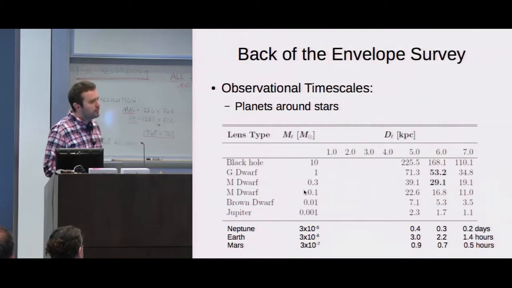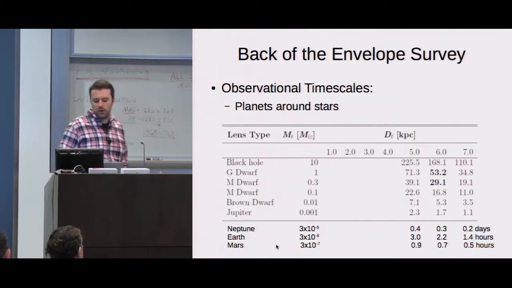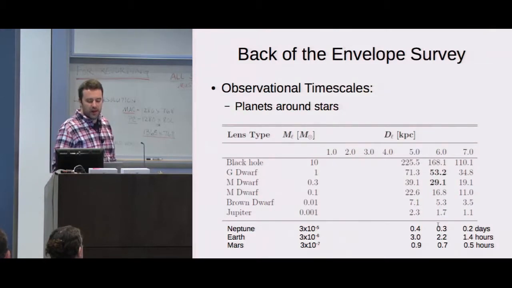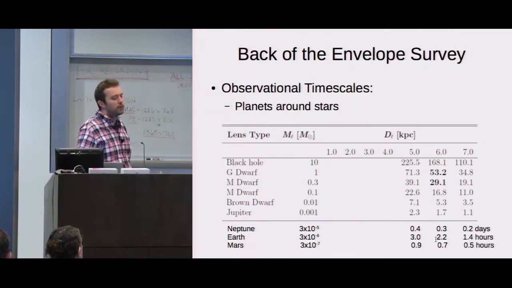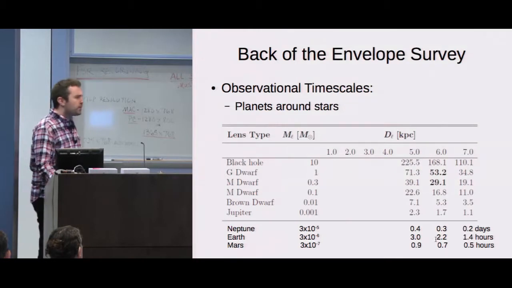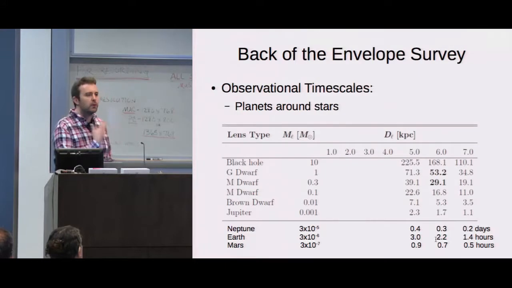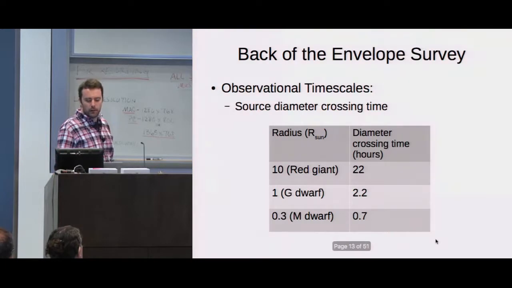So extending this table from the key concepts document down to the masses that we're interested in, you get down to Neptune, Earth, and Mars mass objects, and they have typical Einstein timescales of fractions of a day down to a few hours, and in the case of Mars, less than an hour, the time for the source to cross the Einstein radius of the planet. So if you assume that the signal that you're going to see is going to be of order the Einstein timescale, it sets the cadence at which you must monitor your fields.